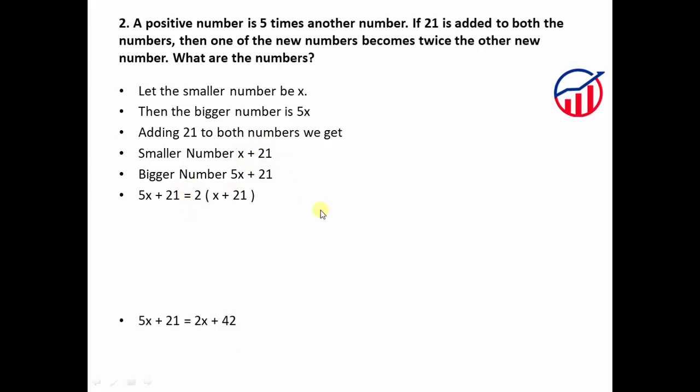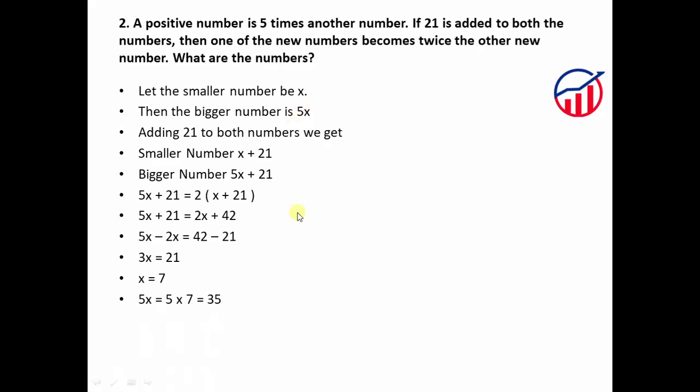Now let's go and solve this further. So 5x plus 21 is 2x plus 42. So you have 5x minus 2x is 42 minus 21. You get 3x is 21 and x is equal to 7. If x is equal to 7, then 5x is 5 into 7, which is 35. So the smaller number is 7 and the bigger number is 35.